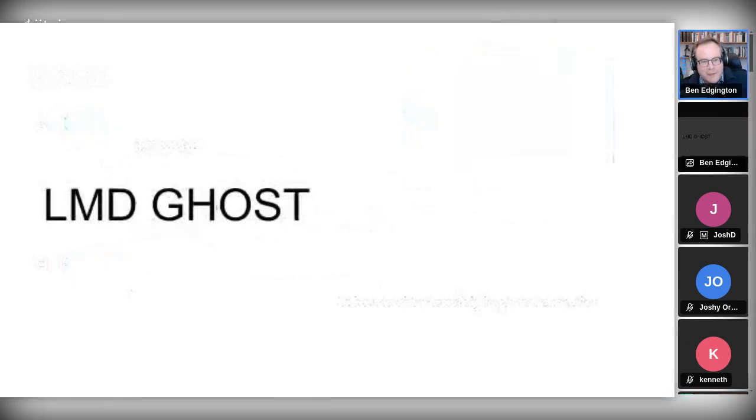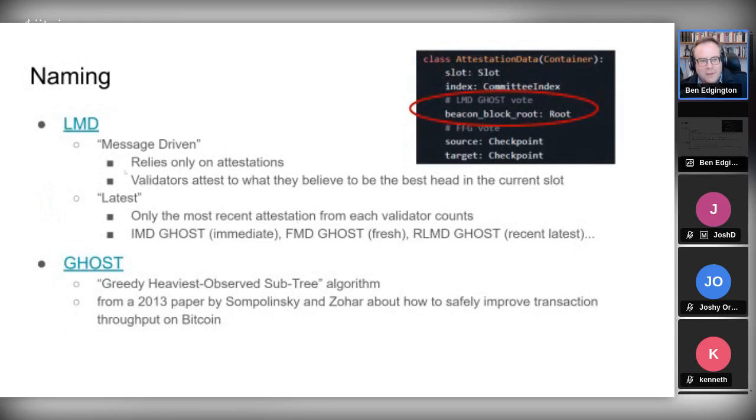Right, let's talk about LMD Ghost. So this is the main fork choice rule that we have on Ethereum proof of stake. So the naming is insightful. LMD stands for, the MD stands for message driven. So it relies only on attestations.